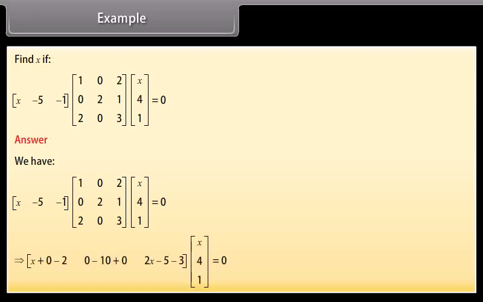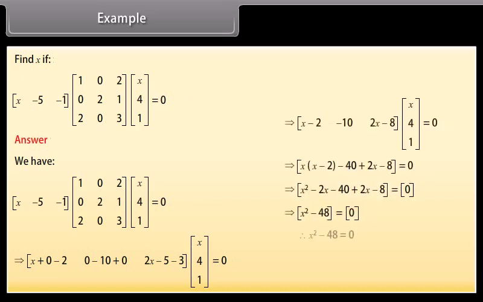It implies that [x + 0 - 2, 0 - 10 + 0, 2x - 5 - 3] multiplied by the column matrix [x, 4, 1] is equal to 0. Solving this, we get x square minus 48 is equal to 0. It implies x square is equal to 48. It implies x is equal to plus minus 4 square root 3.